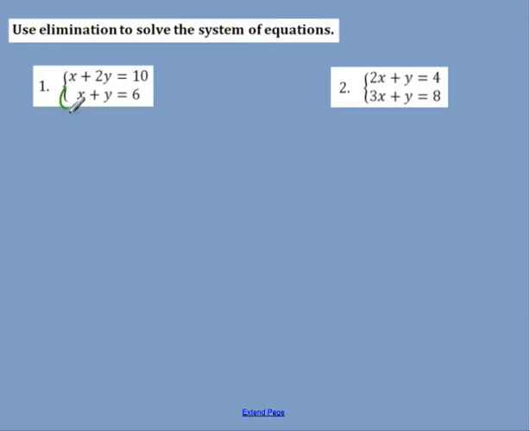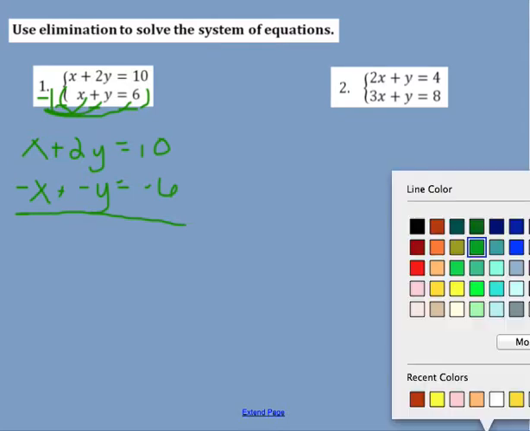So what I'm going to do is take this entire second equation and multiply it by -1. That means I'm going to distribute to each of those terms. So we have x plus 2y is equal to 10. Now I want to multiply to each of those. So -x plus -y is equal to -6. Now I have my x's lined up in the same columns, my y's lined up in the same columns, and my constants. So I can go ahead and add down.